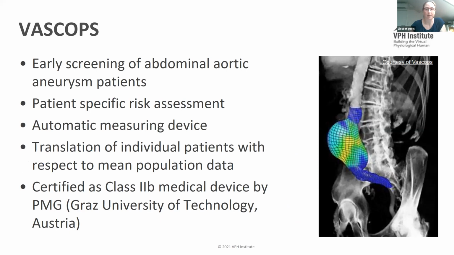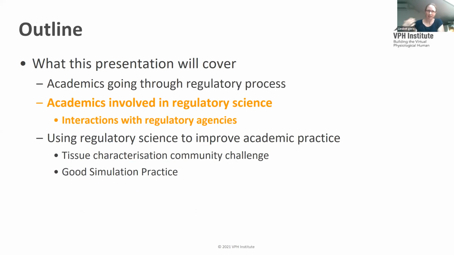Another example is a company called Vascops, who is using modeling as an early screening of abdominal aortic aneurysms in patients. What is so specific about this is that this was certified as a class 2 medical device, which in itself is not an exception anymore, but the organization that did that certification was part of the University of Graz. So they're actually doing the certification, and that is also a way in which academics do regulatory science. As an academic, you don't necessarily need to leave that regulatory process to industry.